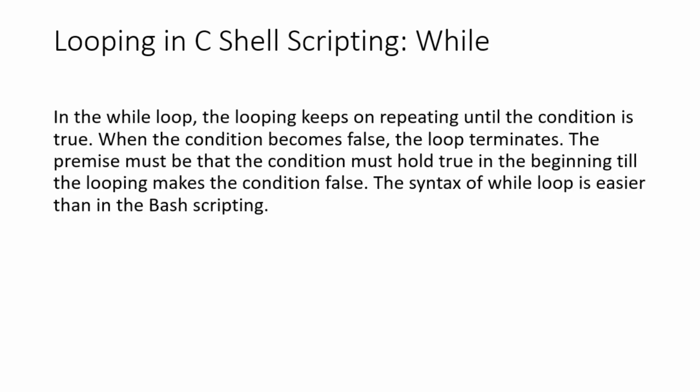Looping in C shell scripting: while. In the while loop, the looping keeps on repeating until the condition is true. When the condition becomes false, the loop terminates. The premise must be that the condition must hold true in the beginning, until the looping makes the condition fail. The syntax of the while loop is easier than in bash scripting.